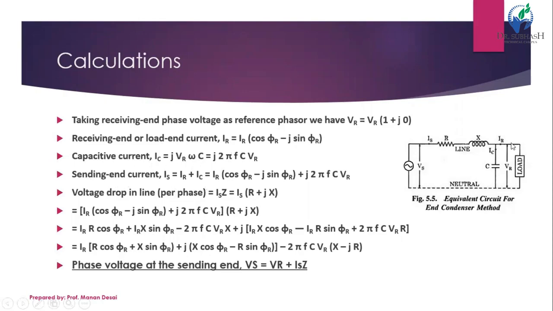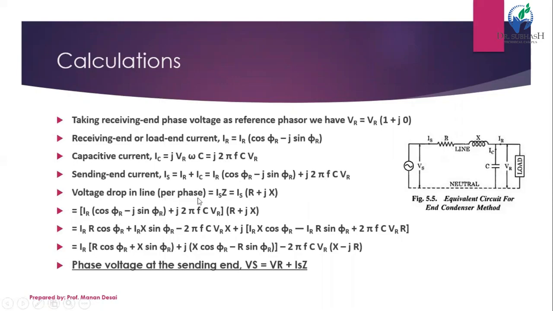Now the sending end current IS is equal to the summation of IR and IC. IR means receiving end current, plus IC means capacitive current. So IR means IR cos phi r minus j sin phi r. And what is IC? We put the values here and we get IS.